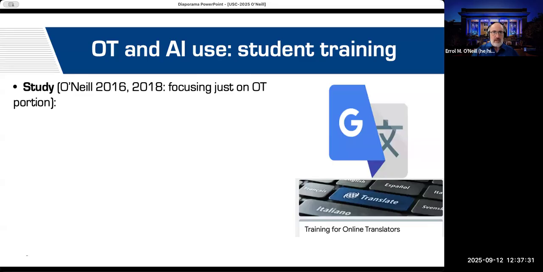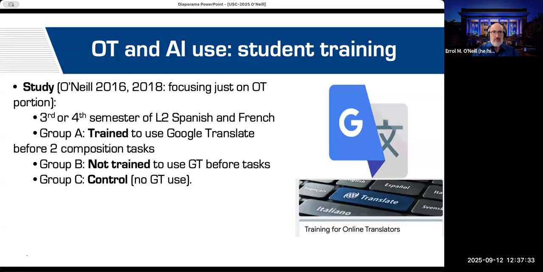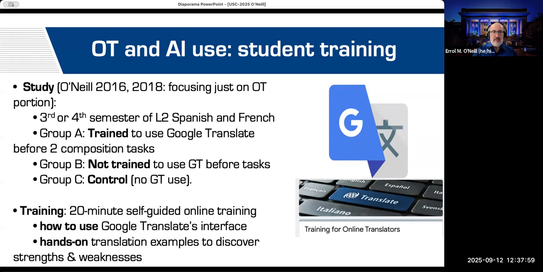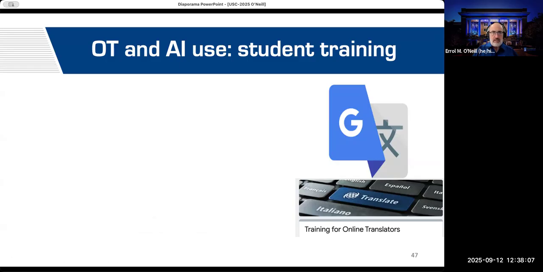Another study, which was one that I ran, was among third and fourth semester second language Spanish and French students. One group was trained to use Google Translate. One was not trained to use Google Translate, but used it to write compositions. And then there was another group that did not use the translator and didn't receive training. The training for Group A was a 20-minute self-guided online training that I'll show examples of in a minute, about how to use Google Translate, what the interface is, and some hands-on translation examples so they could start using it.